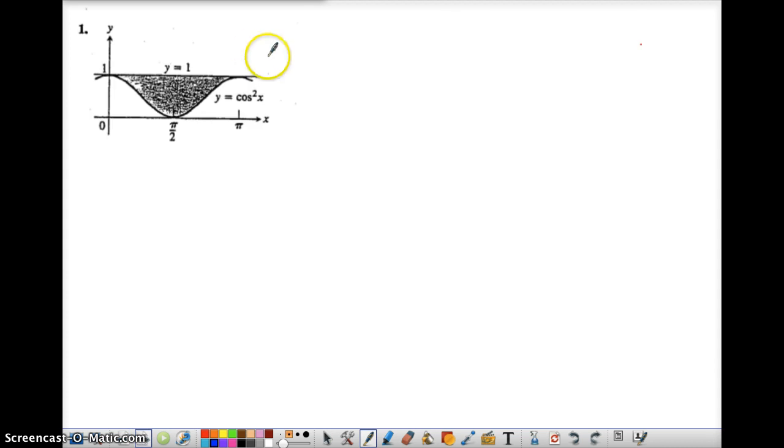Okay, so now let's just practice. This is the worksheet that you're going to do in class. And if I was going to slice this into rectangles, let's slice it.